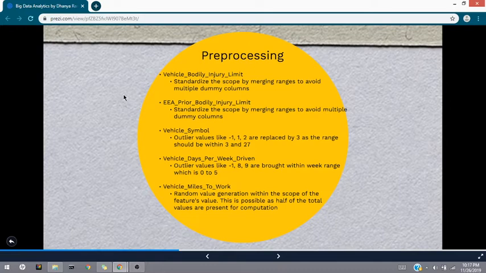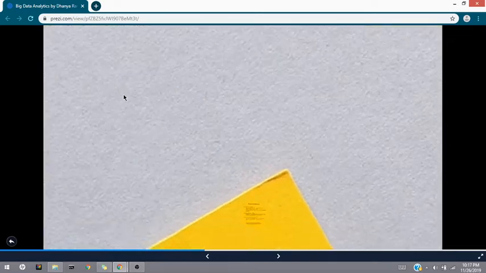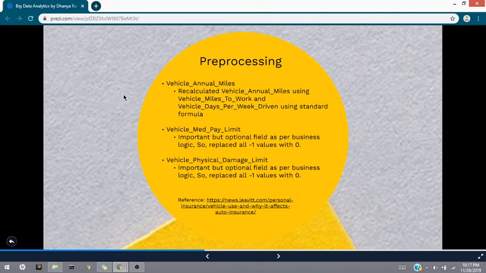Vehicle days per week driven had -1, 8, 9 values, which are greater than 7, which is not possible. Most of the values in this column were 5. Therefore, we decided to impute or replace the missing values with 5. Vehicle miles to work had 40% of the missing values, and there were no other attributes which can be used to perform KNN imputation. Therefore, we used the next best approach, that is random replacement of missing values for vehicle miles to work.